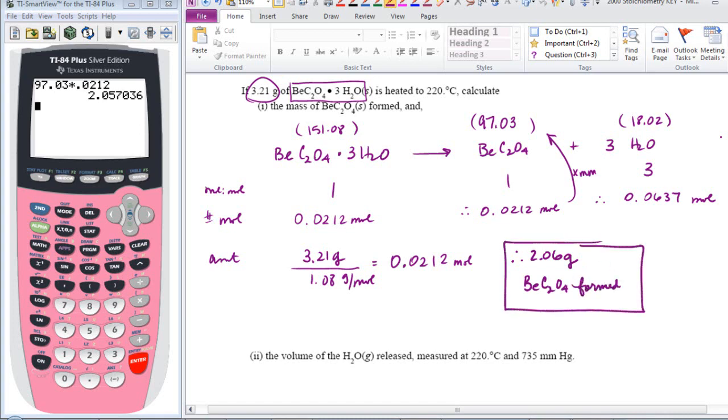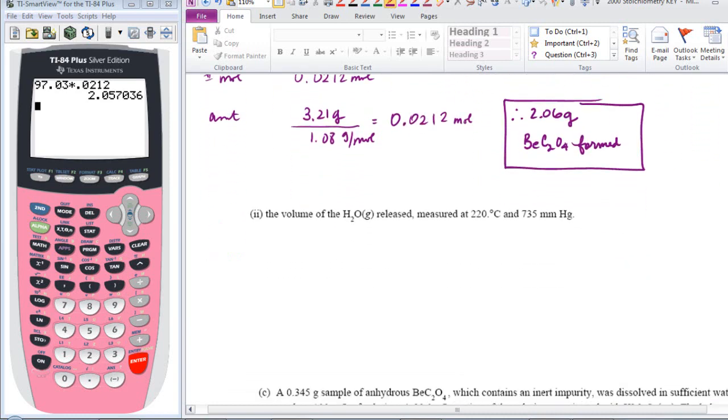Happy dance. All right, so now what do they want me to do? They want me to do the volume of the gas, water vapor, released, measured at 220 degrees Celsius. Well, we know better than that. We know that's got to be in Kelvin. So 220 plus 273, I can even do that in my head, is 493. So we just use our good buddy, the ideal gas law, PIVNERT if you prefer. So PV equals nRT. Therefore, the volume is going to equal nRT divided by P. And it's a plug and chug fest from there.